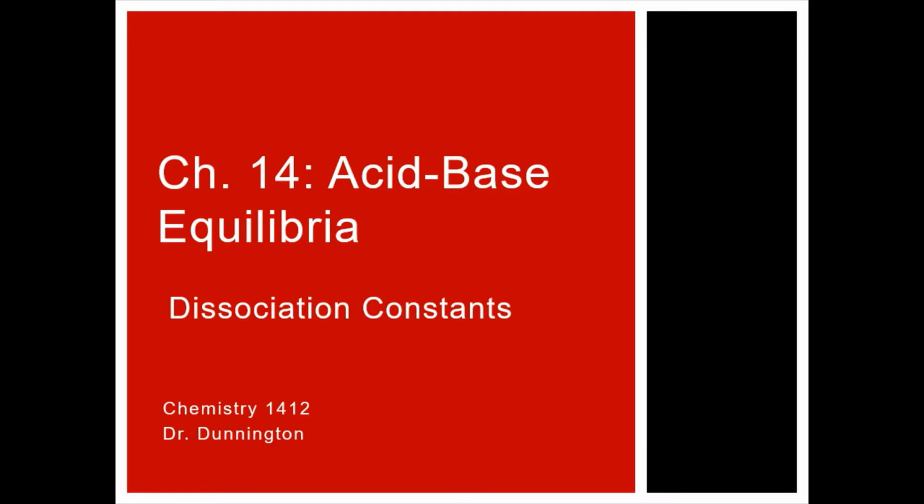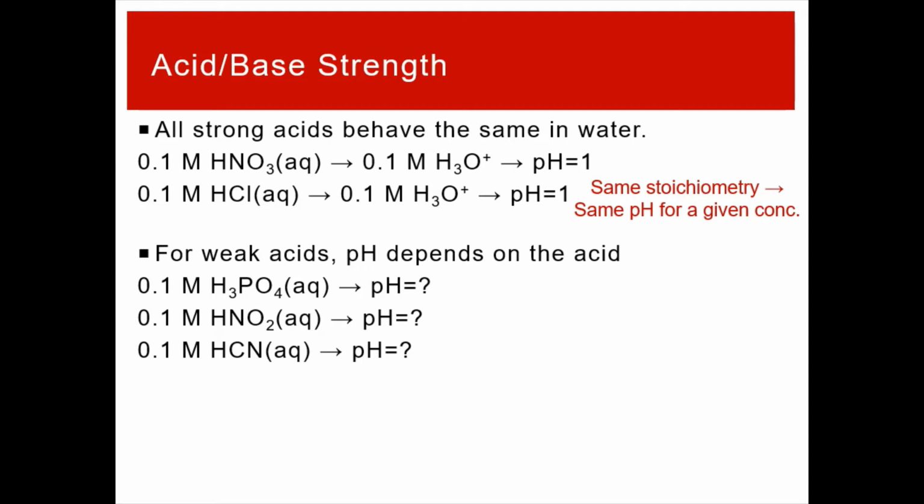Now we want to start expanding out our view of what weak acids are and talk about dissociation constants. So we previously said that strong acids completely react with water. So for all strong acids, you can use stoichiometry to determine the concentration of hydroniums in the solution. As a result, all strong acids with the same concentration, we would expect to have the same pH because they all behave the same way in water. It's all the same stoichiometry. It's one transfer of an H+ to the water to produce an amount of hydroniums.